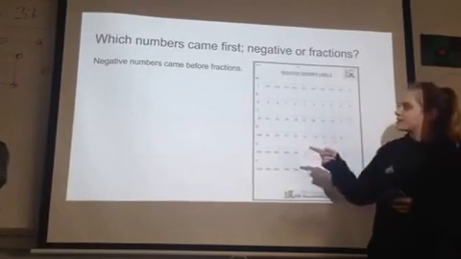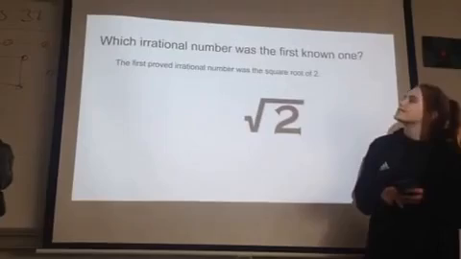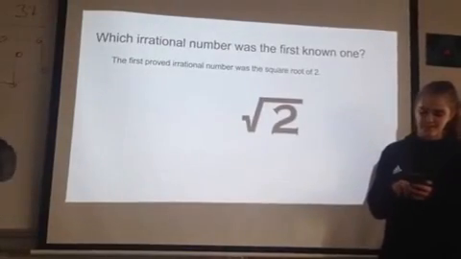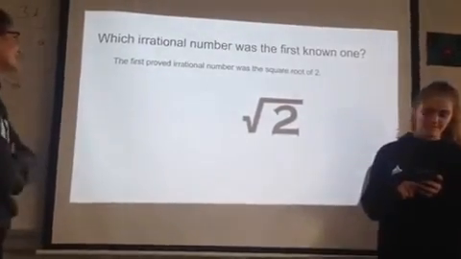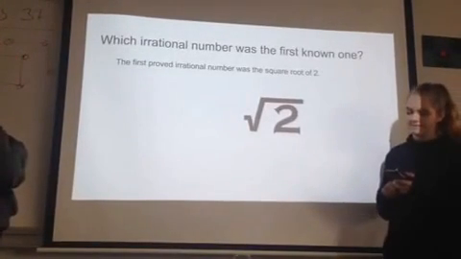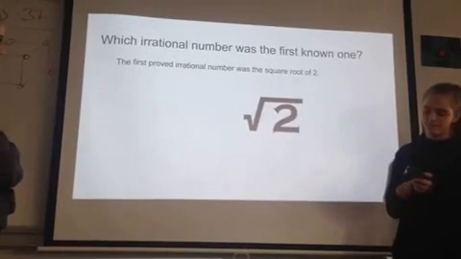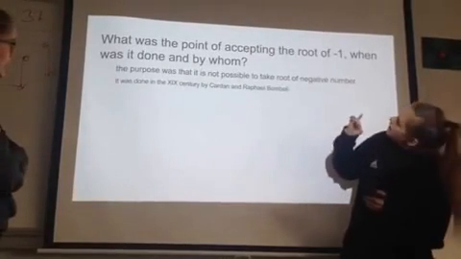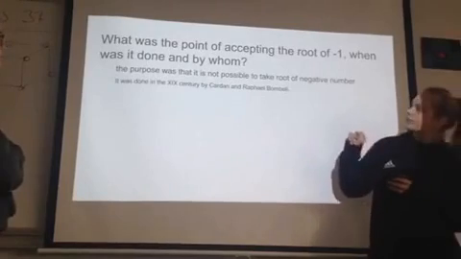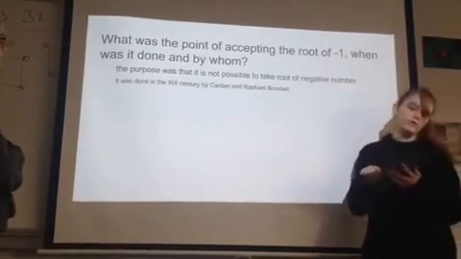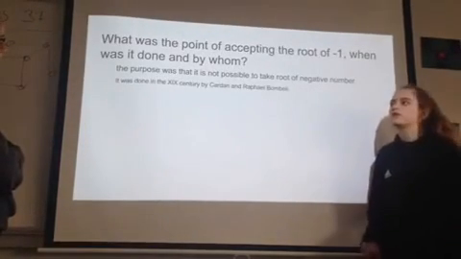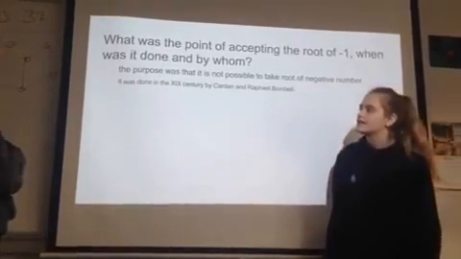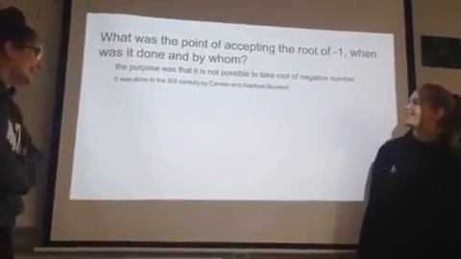Negative numbers came before fractions. The first proved irrational number was the square root of 2. The purpose of accepting the root of -1 was that it is not possible to take a root of a negative number. It was done in the 16th century by Cardano and Rafael Bombelli.